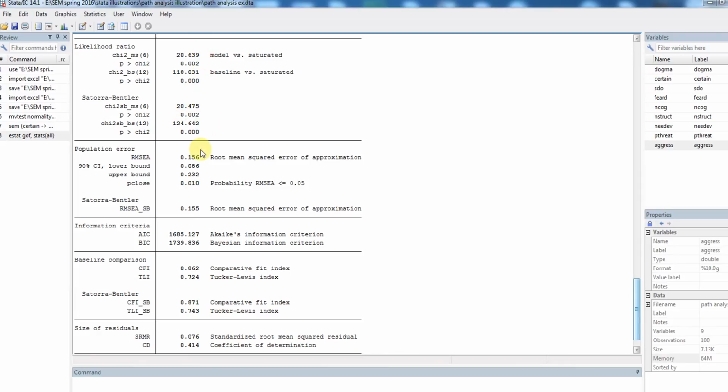So for that reason, although it didn't make any difference in this particular output, it's still important to keep in mind this option when you're dealing with data that are not exhibiting multivariate normality.